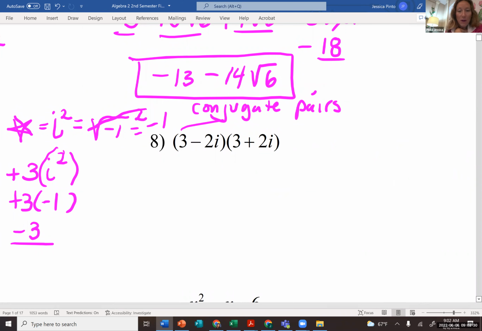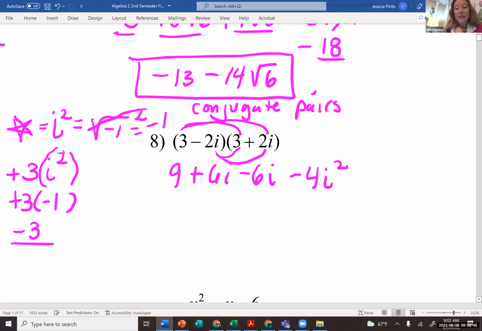So let's do that FOIL first. That's going to be 3 times 3, 9. Outside, 3 times 2 is 6i. Inside, negative 6i. Last, negative 4i to the second power.